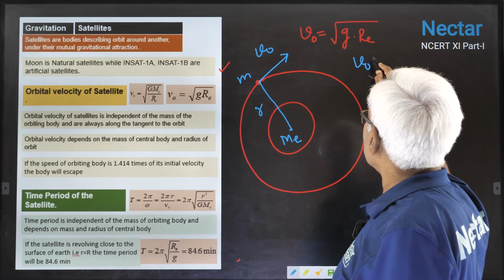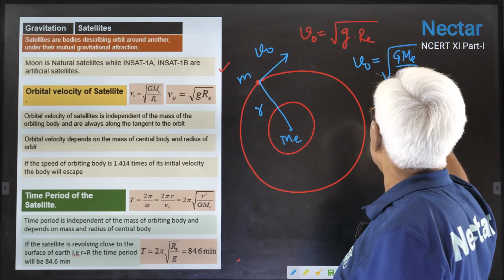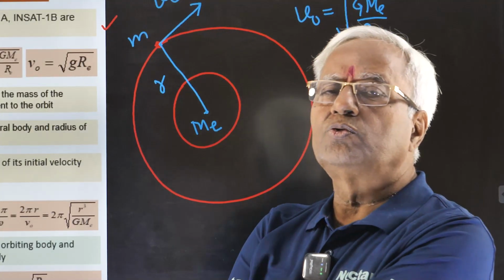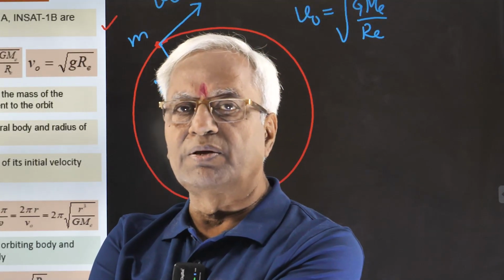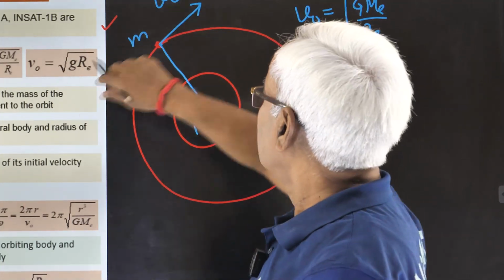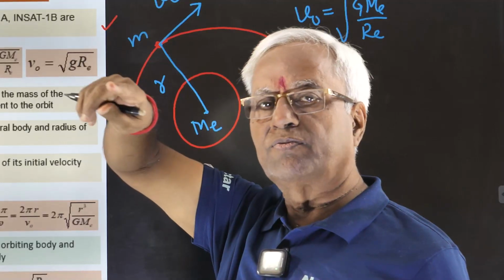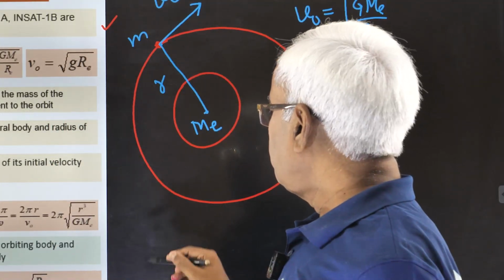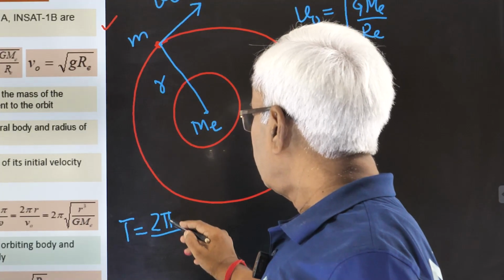The accurate formula is going to be root GM_E upon R_E. The escape velocity is root 2 gR_E. That means the ratio between the two, that is escape and orbital velocity, will be root 2 is to 1. That means if the satellite is orbiting and the velocity is increased to 1.414 times, it is likely to escape the orbit.